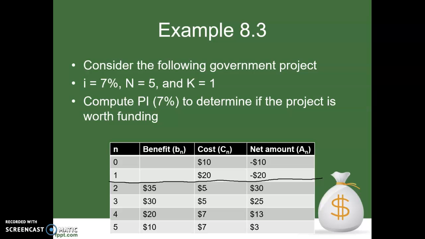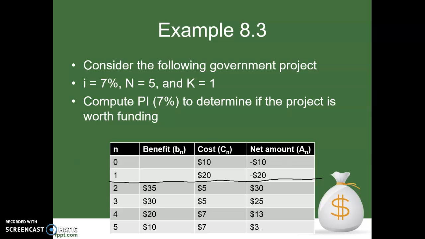And then after that, the annual operating costs are relatively small compared to that initial investment, but they do vary over time. We've got 5, 5, 7, and 7, so it looks like the costs are going to gradually increase over time. And then the benefits are going to diminish somewhat. Initially, we get a large benefit of 35, and then that goes down to 30, 20, and 10.